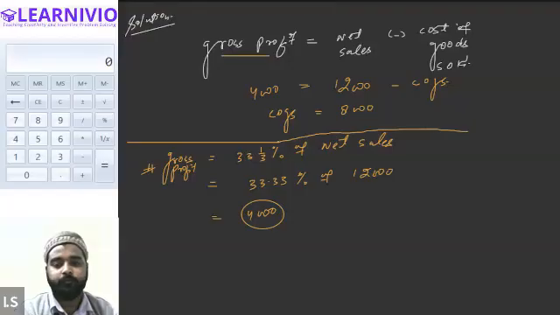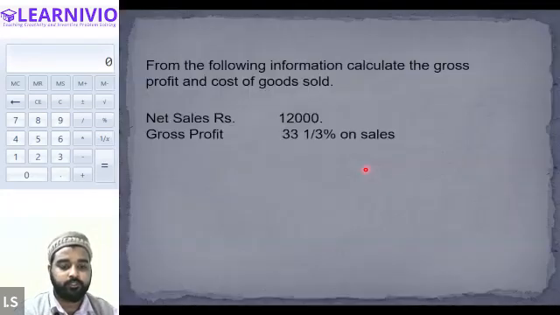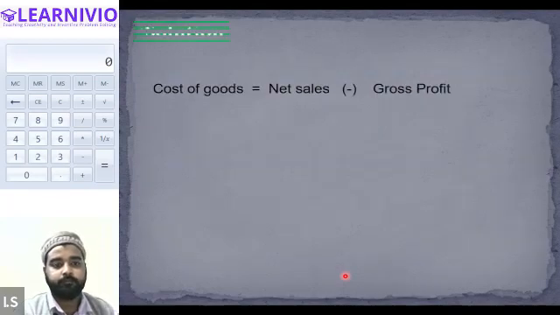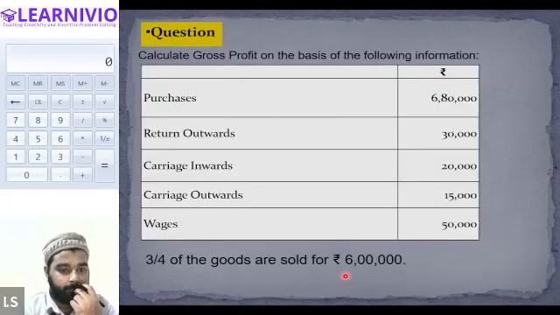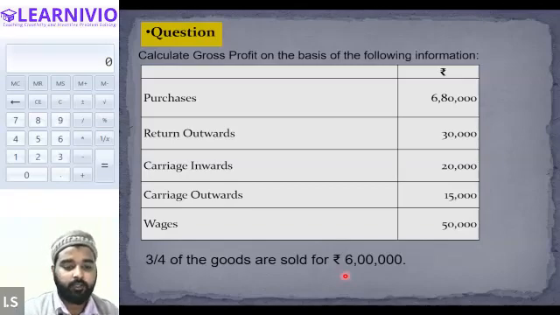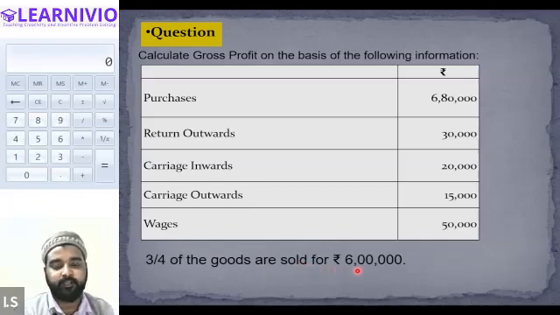Okay, now moving on to the next question. In this question also, you need to find out the value of the gross profit. And here, 3/4 of the goods are sold for rupees 6 lakh. It is provided. Just try it once. If you're not able to solve it, I'll be solving it. Just give it a try.